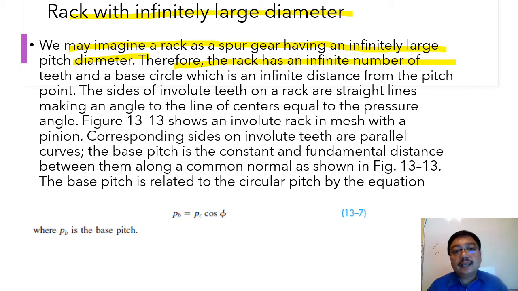Why does it represent a rack with infinitely large diameter? Okay, you can see any circle. Let me take, let's say, this is a circle, and this point of the circle is this. You can imagine here. By physical appearance it is a circle. What does it mean by infinitely large diameter? It means that it will become a straight line like this.